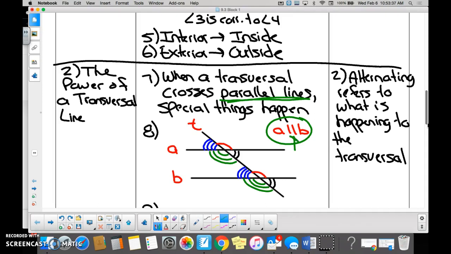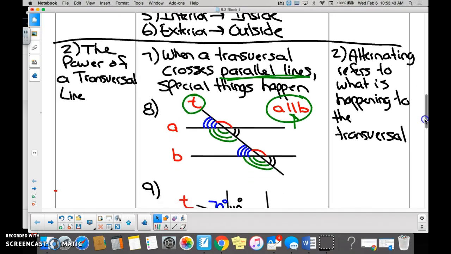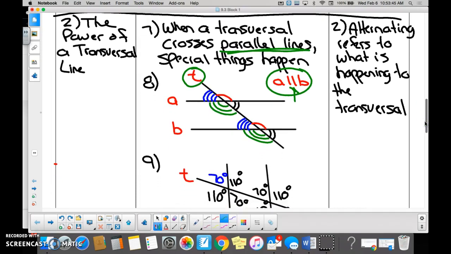Parallel. What is that line? The transversal. So that means it's crossing, right? Because A and B are parallel, we know that by using our congruence markers. Everyone say congruence markers. Congruence markers.